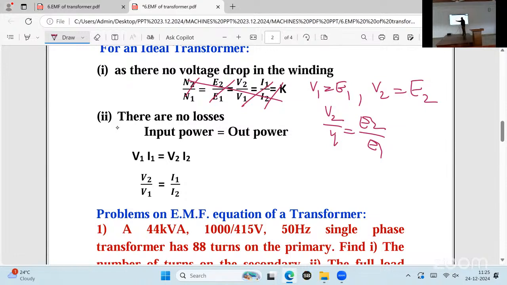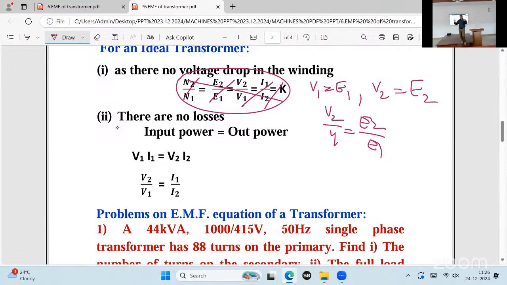V1 I1 is the input power. Voltage into current gives you input power. Output power is V2 into I2. So V1 I1 is equal to V2 I2. Therefore, V2 by V1 is equal to I1 by I2. If you write this, this is the standard mixed formula: N2 by N1 is equal to E2 by E1 is equal to V2 by V1 is equal to I1 by I2. These are standard formulas for the transformer.